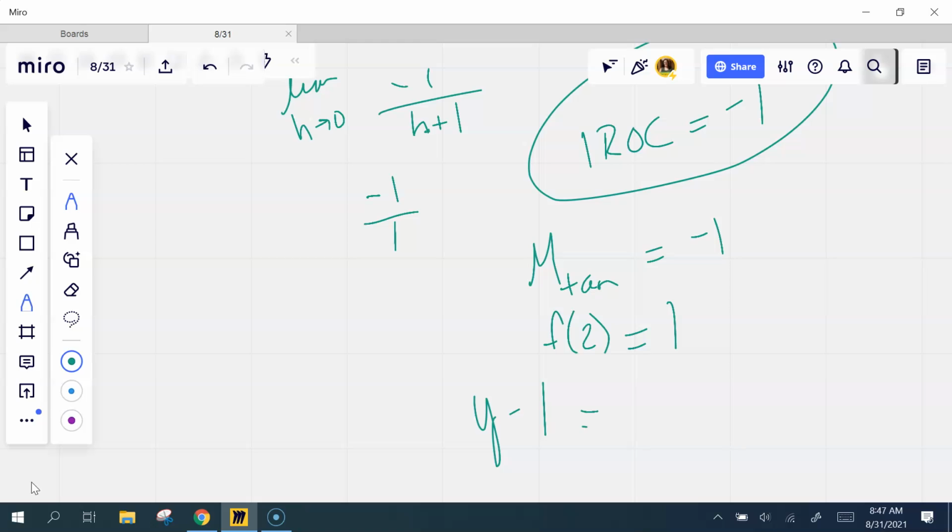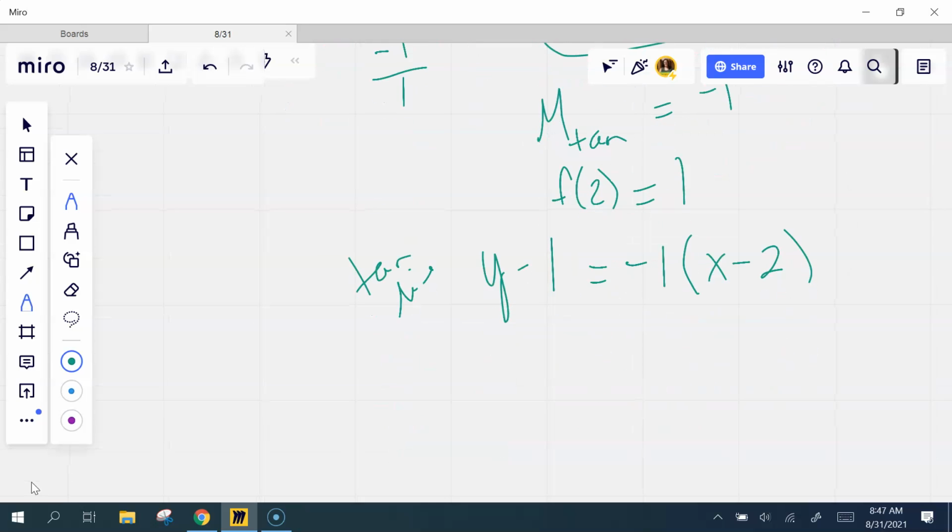This is the equation of the tan line. How about the equation of the normal line, I'm sorry. Normal: negative reciprocal slope.